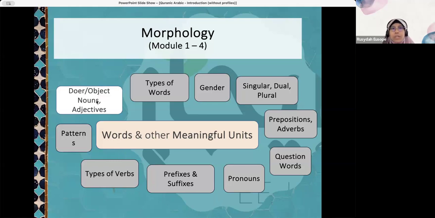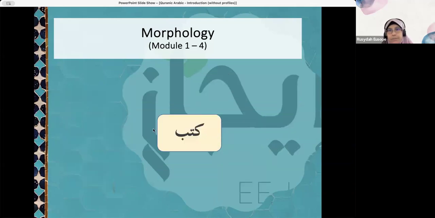Dual noun, object noun, adjectives. So what's the difference in how to identify dual nouns, and why does Allah use dual noun instead of the verbs, for example? Ya ayyuhalladhina amanu and al-mu'minun, those who believe, and the believers. Is there any difference, and what are the differences? Why does He use alladhina amanu, and why does He use al-mu'minun? All those I think will be covered in morphology level.